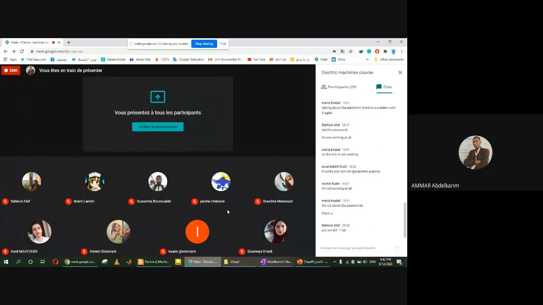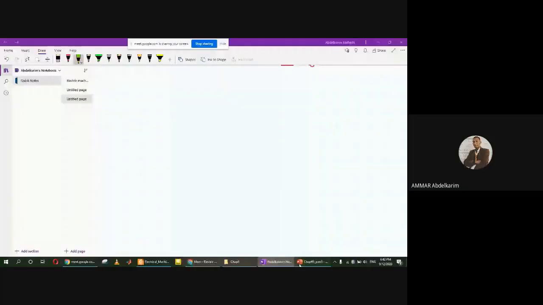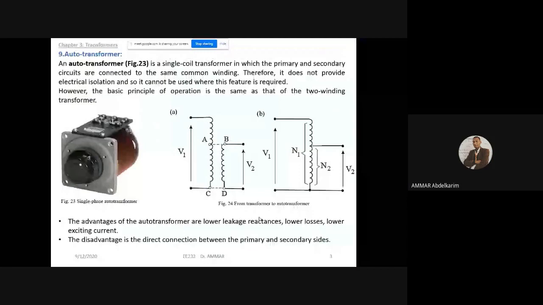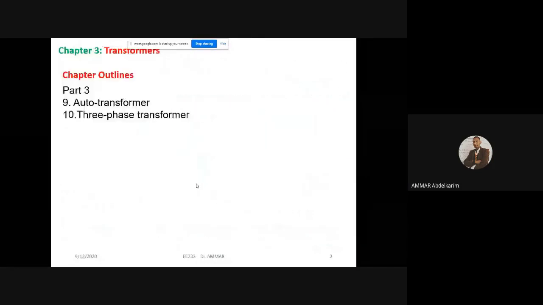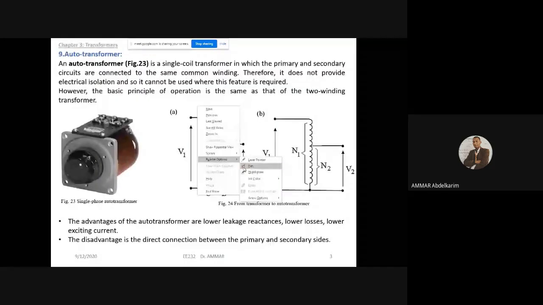Okay, so I think I said just some of you have done a lab, and you have seen that power supply inside. You have seen those, which are the auto transformers. So they are the transformer with slider that can change the value of the voltage. Okay, so part 3, auto transformer and three-phase transformer.